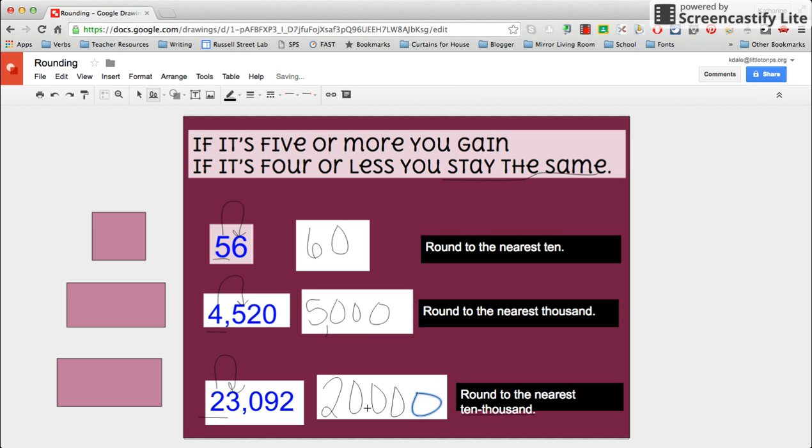So now I have my number 20,000. So 23,092 rounded to the nearest 10,000 is 20,000.